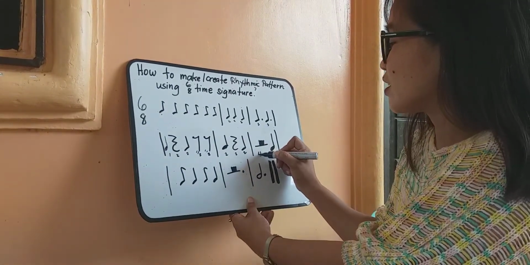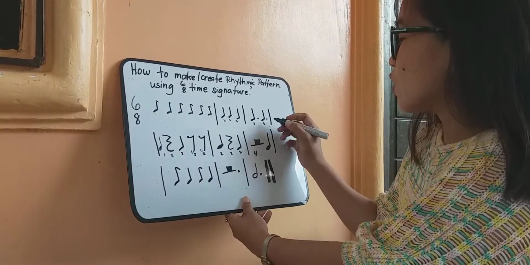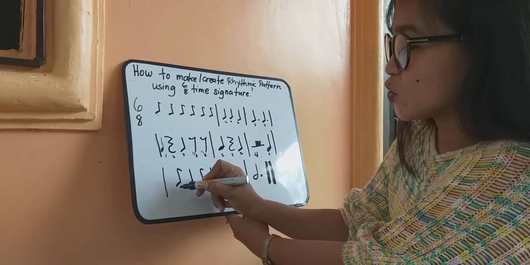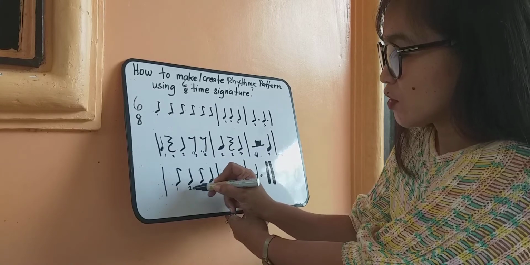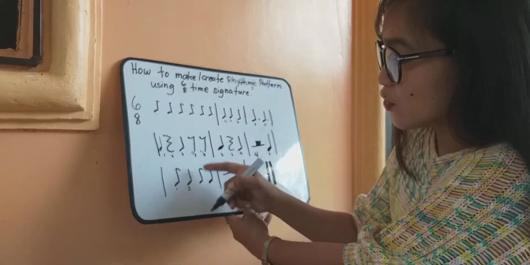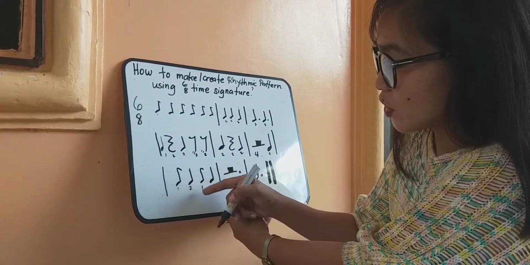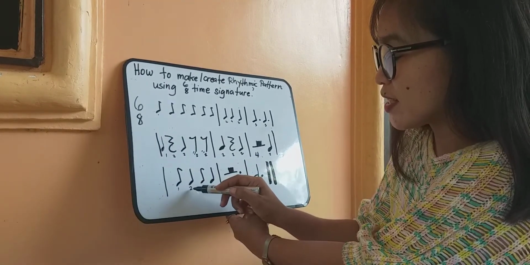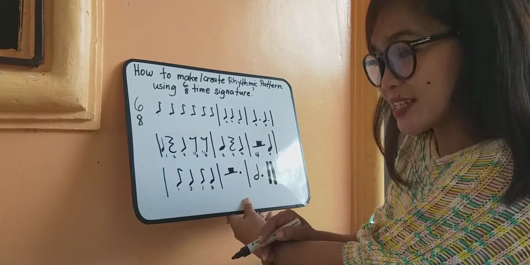Kung kayo malilito dyan, yan ang tatandaan ninyo. And then, quarter note is 2 counts, 6. This is 1. Ang quarter note ay 2 counts. Ang 8th note ay 1 count. Quarter note is 2 counts. So, 1 plus 2 is 3, plus 1 is 4, plus 2 is 6.